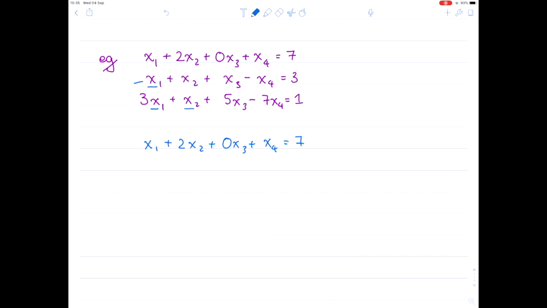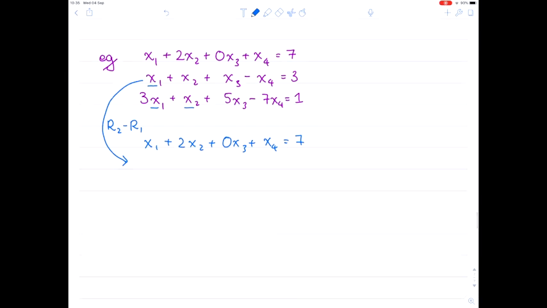So we're going to say our second row becomes row 2 minus row 1. So we've got an x1 minus x1, which is 0. We've got an x2 minus 2x2, so that gives us a minus x2. We've got an x3 minus 0 x3, so that's just going to stay as an x3. And we've got a minus x4 minus x4, so that's a minus 2x4. And then we've got a 3 minus 7, so that's minus 4. And we're not doing anything to our third equation.